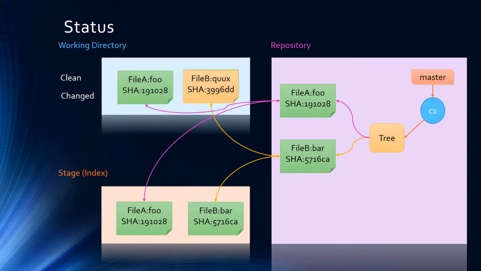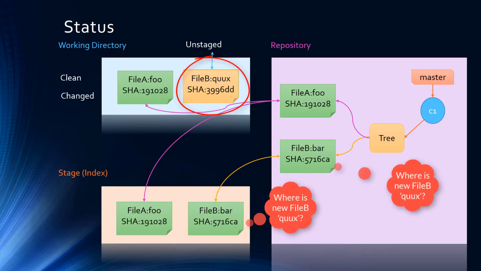I use orange to show the change. We can see that the SHA for file B changed to 3996DD. As we have not yet used the git add command to add the change into the stage, the files in the stage area and in the repository remain the same as before. We call this the unstaged state. Keep in mind that in this phase, there's no blob for the new file B in the repository.